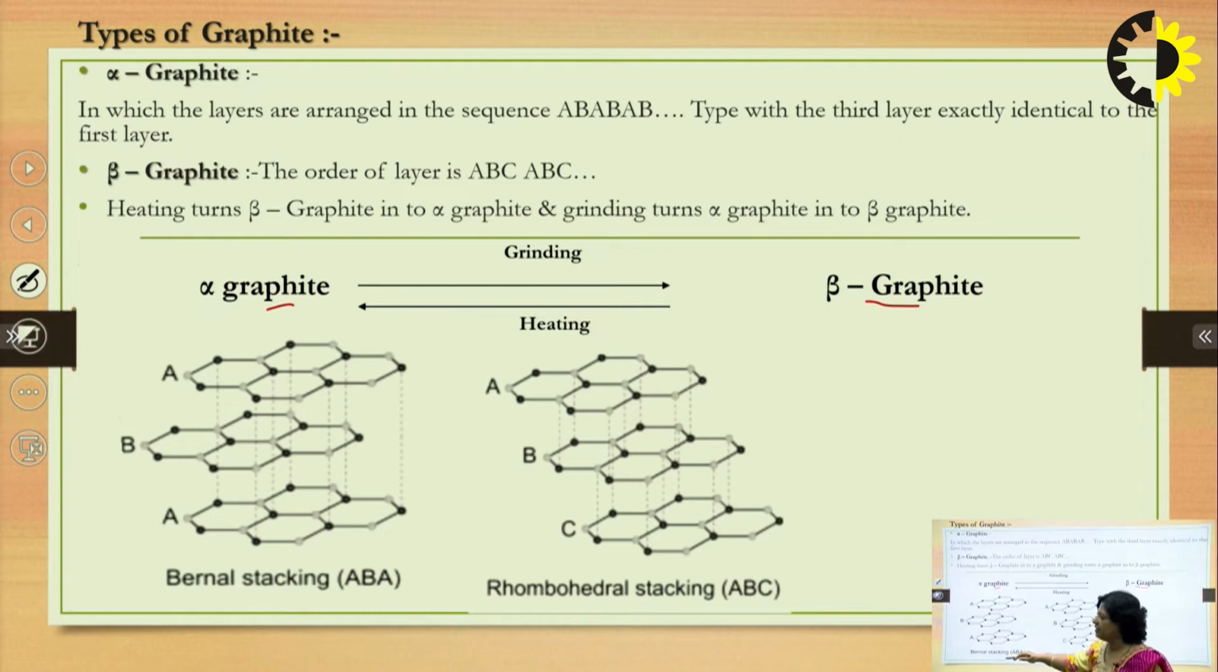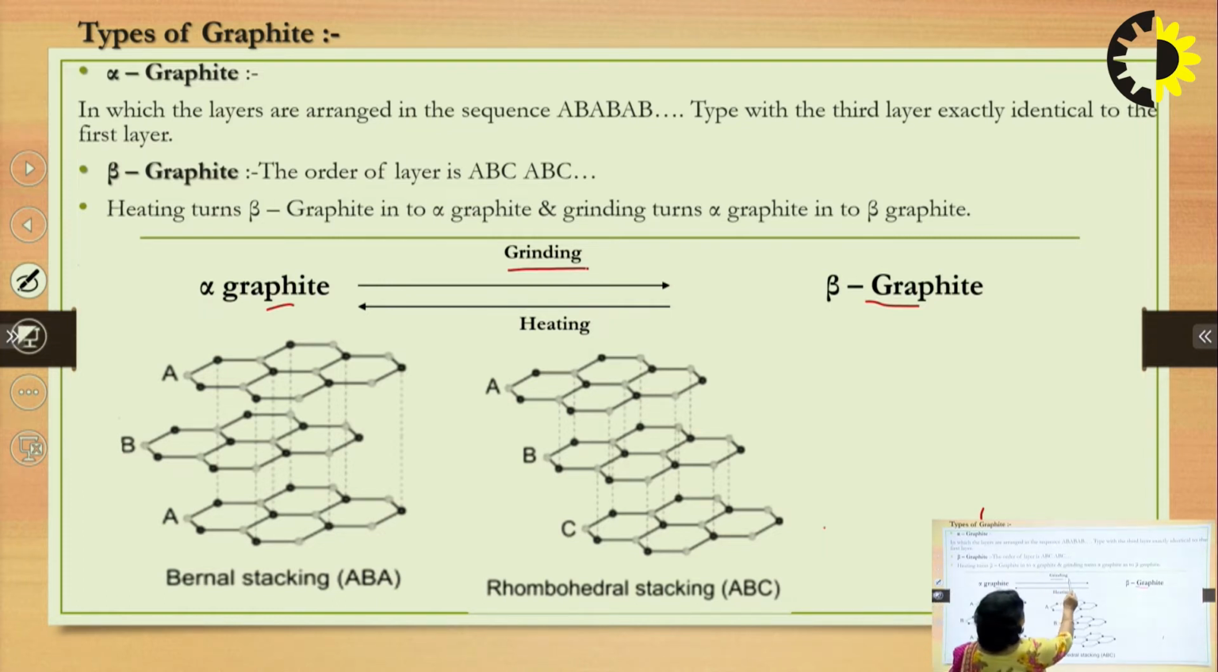The only difference in these types of graphite is their arrangement. In alpha graphite there is an AB type of arrangement. In beta graphite there is an ABC type of arrangement. There is a slight distortion in the sheet, so one sheet is not exactly parallel to another sheet. So these are the types of graphite and how they can be interchanged.